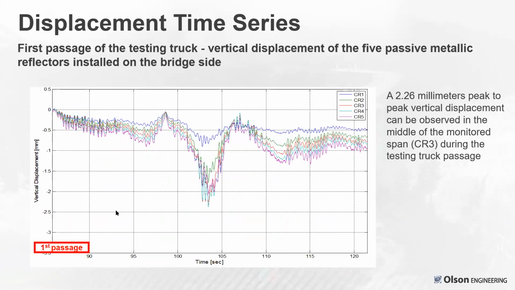Here's a shorter period of time. This looks like it's about 30 seconds or so of time with displacement. There's a 2.26 millimeter peak-to-peak vertical displacement that can be observed when this truck went by. The maximum displacement is near the midspan, those reflectors, with less displacement near the piers.